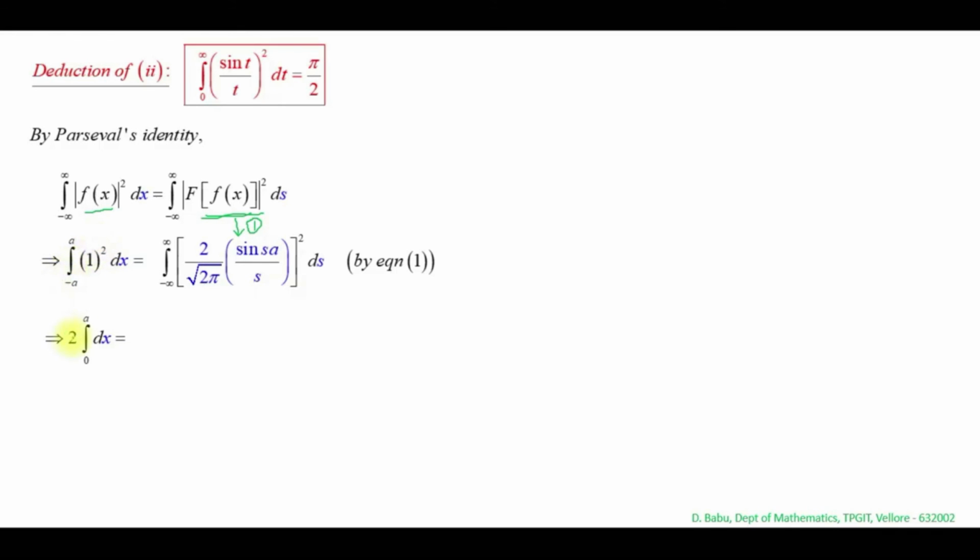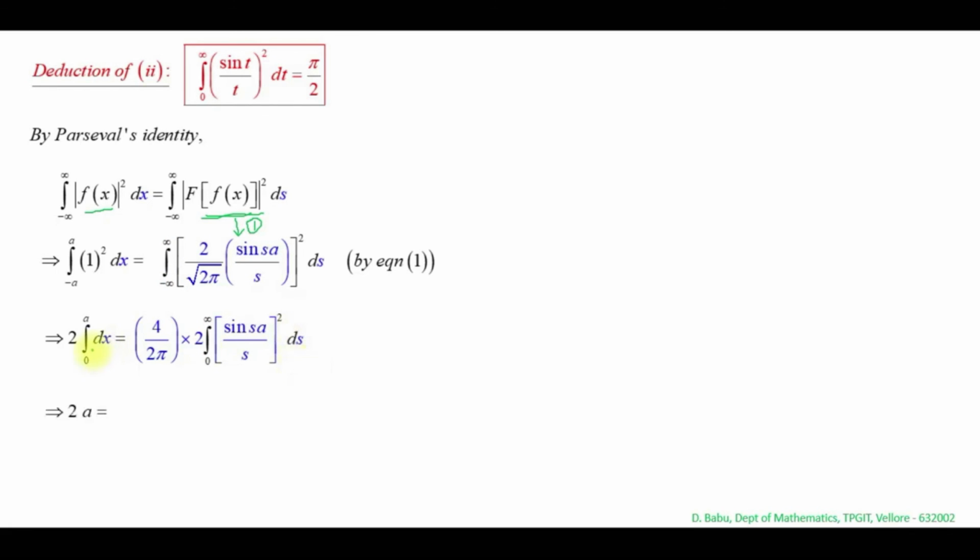So constant functions are always even functions. Therefore it can be written as 2 times 0 to a dx. So the other side is also an even function, therefore it can be written as 2 times 0 to infinity. Before that, take 2 by square root of 2 pi whole square as a constant outside. So 2 square is 4, square root of 2 pi whole square is 2 pi. So since it is an even function, minus infinity to plus infinity can be written as 2 times 0 to infinity sin sa divided by s the whole square into ds.